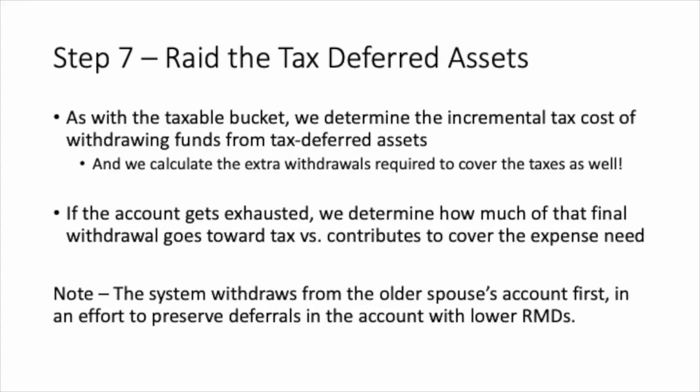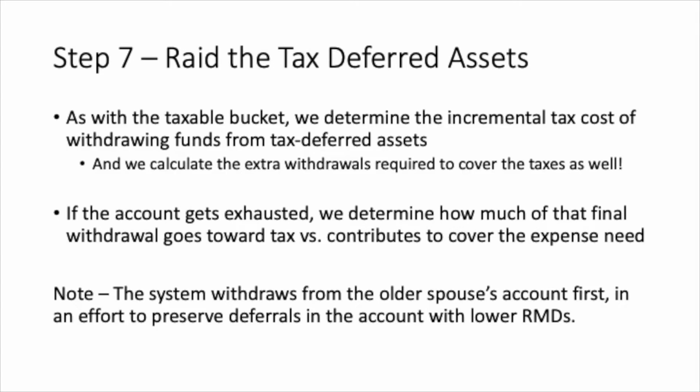Before we do that, though, we have to figure out which of the two IRAs belongs to the older person. We raid that one first just because their RMDs are higher. Being able to preserve the younger person's IRA potentially allows us to have a longer amount of deferral. So we find out whoever's older, and then we do the same thing we did on the taxable side, except now it's purely ordinary income. Any money coming out of the IRA, we're saying is totally taxable.